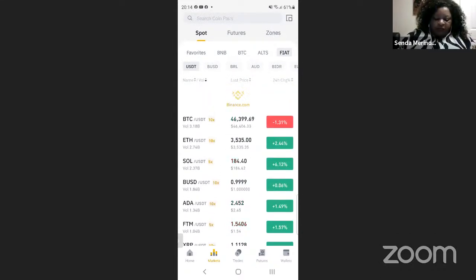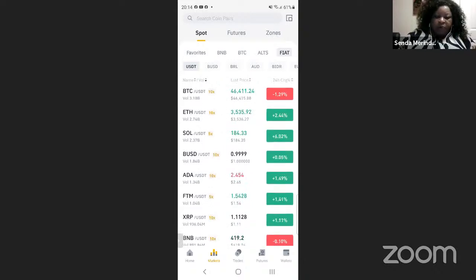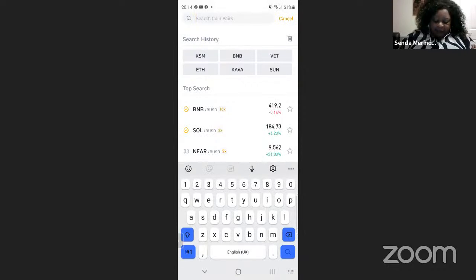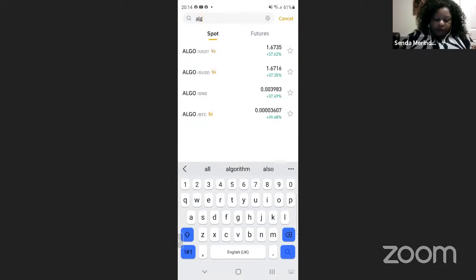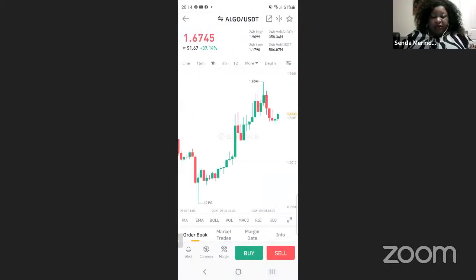So you can do a search. On the very top of my screen, if I put my finger there, I can actually search for ALGO. The moment you put in ALGO, you can see it's coming up there, ALGO versus US dollar, USDT. So we click on it. Once you click on it, it brings you to this tab. You're actually looking at the financial markets. This is a live financial market platform.